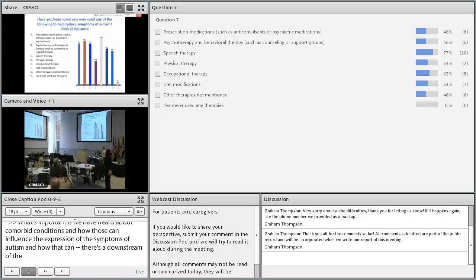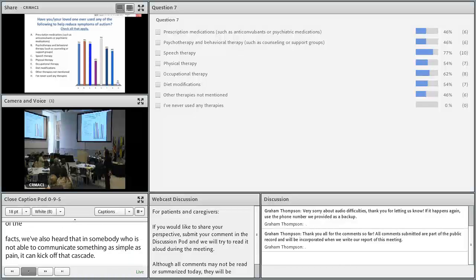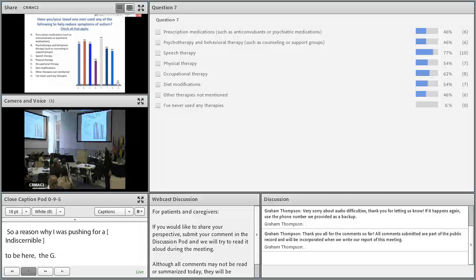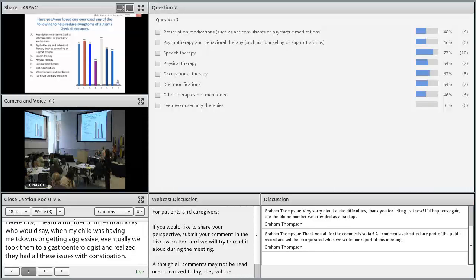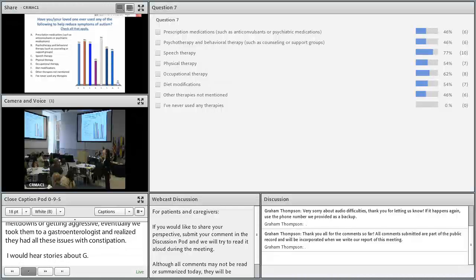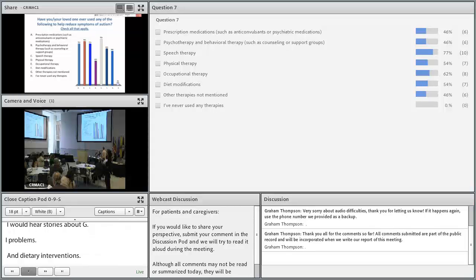And actually the reason why I was pushing for GI to be here, and I was really surprised on the previous poll to see that the GI symptoms were so low on the list, is because I had heard a number of times from folks who would say, when my child or my loved one was having meltdowns or getting aggressive, eventually we took them to a gastroenterologist and realized that they had all of these issues with constipation or some other GI thing. I would always hear stories about GI problems and dietary interventions and everything. So I was like, okay, let's get GI on the panel. But it's not just the psychiatric medications. It's anything that might help to nip that cascade in the bud.